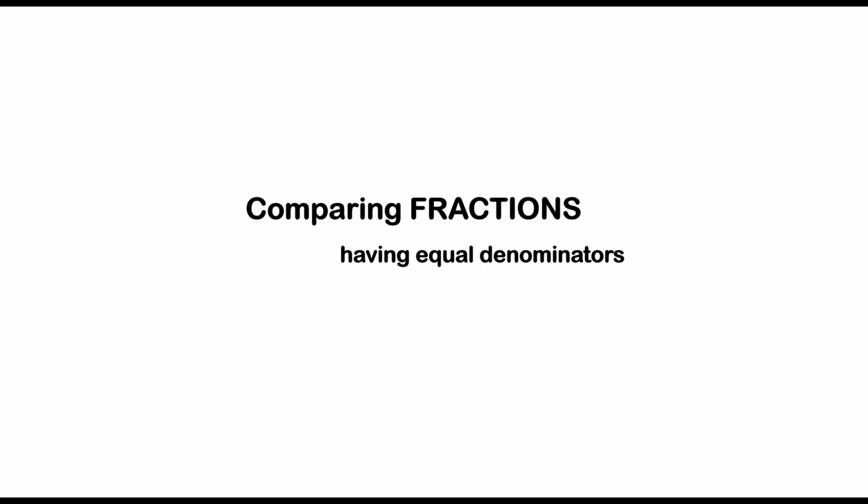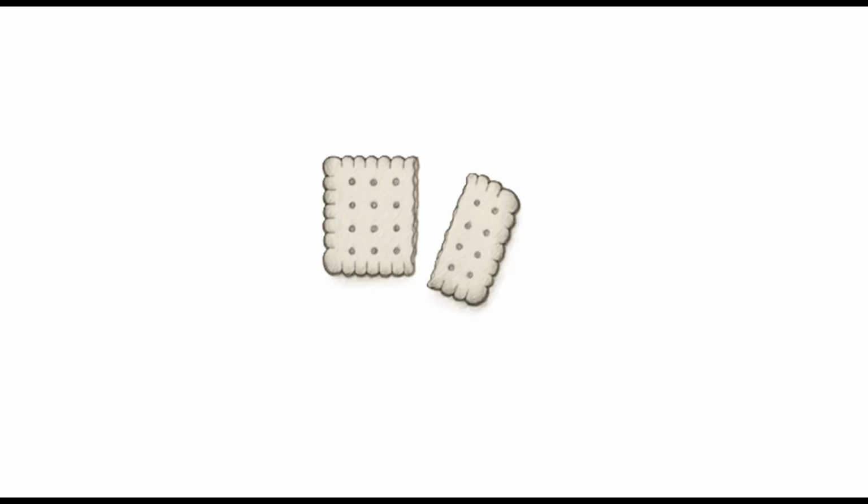In this chapter, we are going to learn how to compare two fractions when their denominators are equal. Look at this figure. There are two fractions of a biscuit. Now, if I ask you which one you would like to choose, you will surely choose the left one, right? Because the fraction on the left side is larger, isn't it?